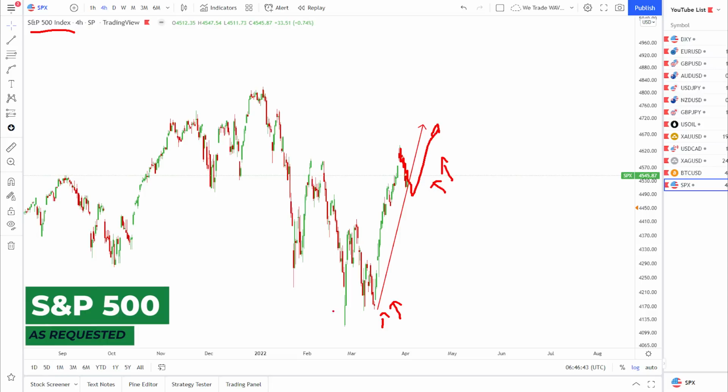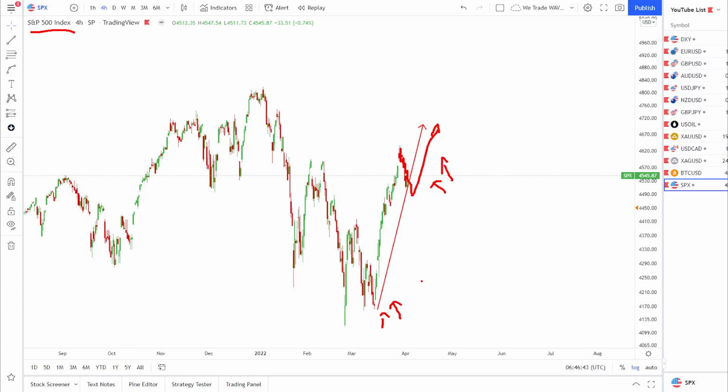So all of you who are in the buy, you can take partial profits or move your stops into profits and let market unfold.